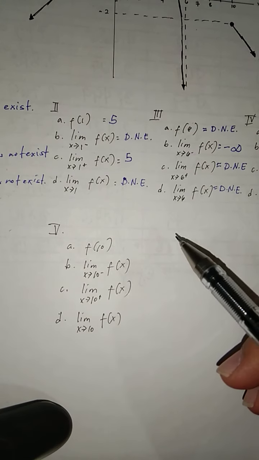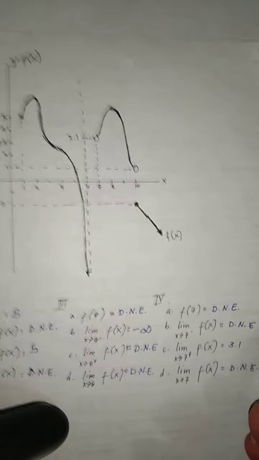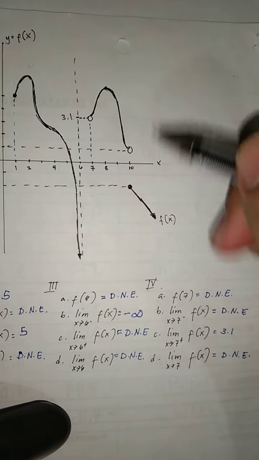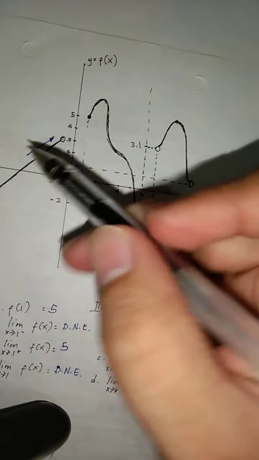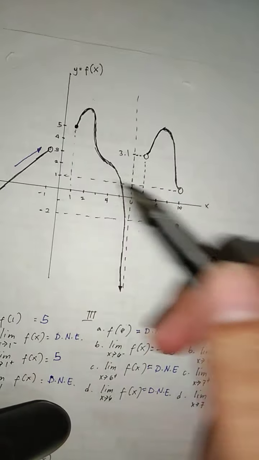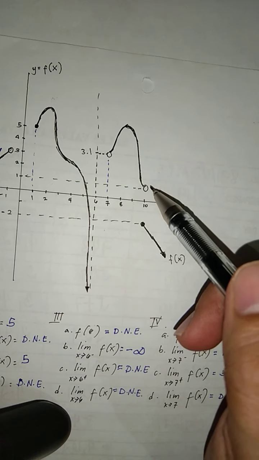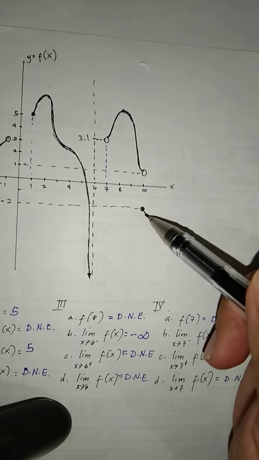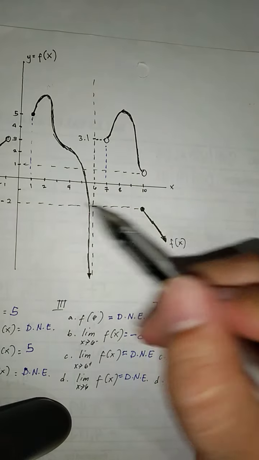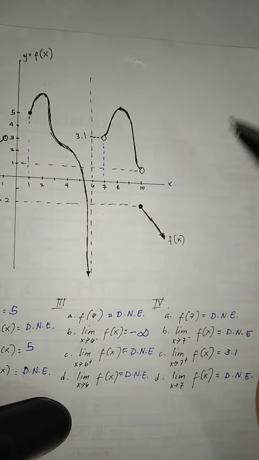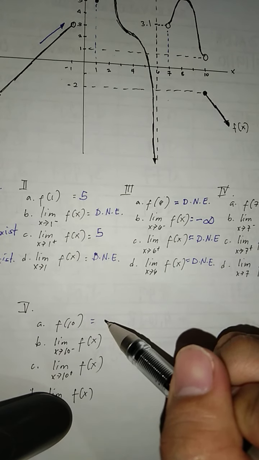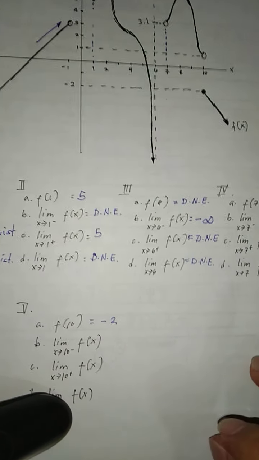So f of 10, we have here two possible values for f of 10. We have here the one for 1 and for negative 2. However, 1 is a hollow dot, which means it is excluded from the graph. However, on another point, at value negative 2, it is a shaded dot. So therefore, the actual value of f of 10 is equal to negative 2.